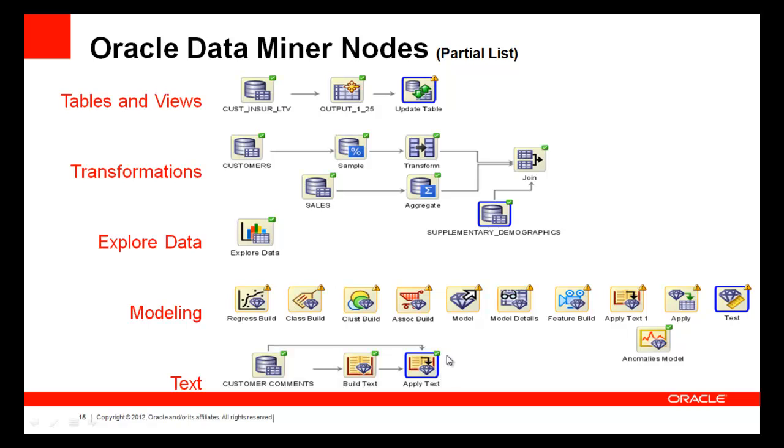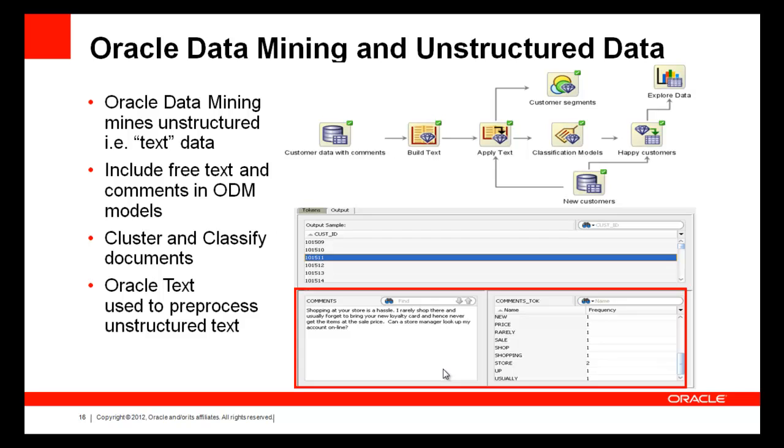I use Oracle Text under the hood to parse out the unstructured data into what we call tokens, or basically a bag of words that we'll associate with a record or with a customer that we'll use for making predictions. And covering that in this next slide, I might have some customer data with comments. I build some text indexes on that, and then I have for each customer a set of words.